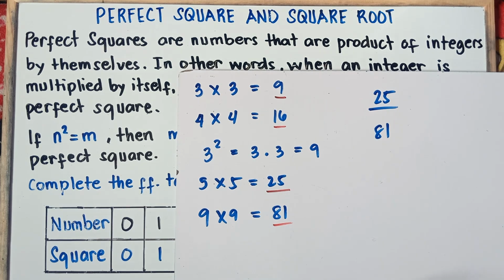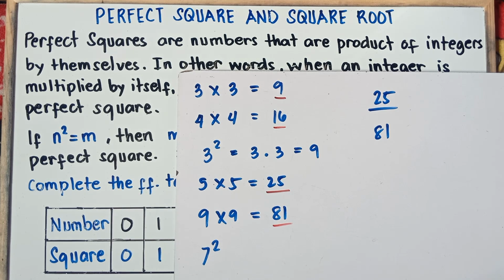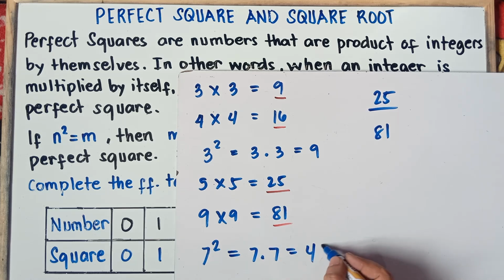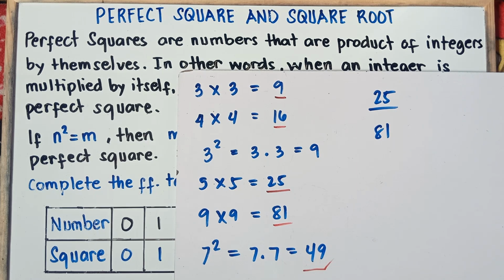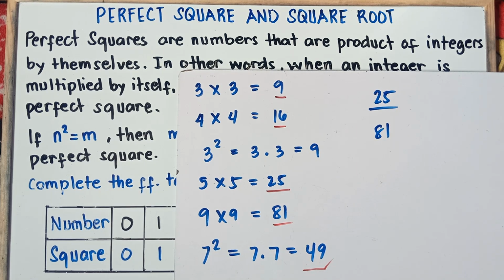Now, if I say 7 squared, what's the answer to 7 squared? That's correct. 7 squared doesn't mean 7 times 2. It means that you multiply this 7 by itself twice. So 7 times 7, the answer is 49, and 49 is a perfect square. Alright, I hope you get that one, class, with regards to the perfect square.